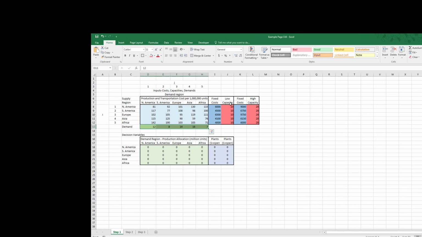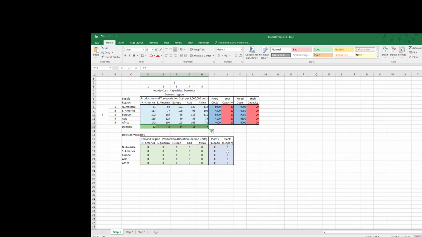No matter what I create, I have a capacity. If I build a high capacity plant, I can produce 20 million units. If I have a low capacity plant, I can produce only 10 million units. So I have some sort of a restriction on my capacity.